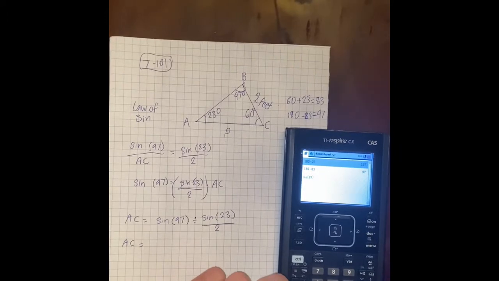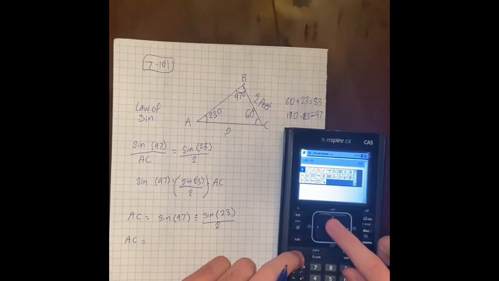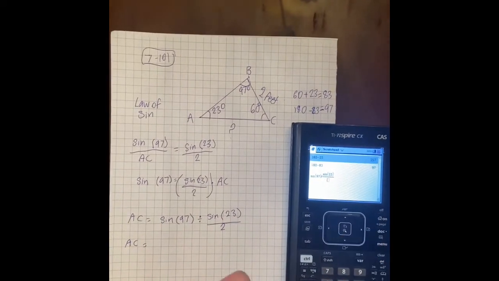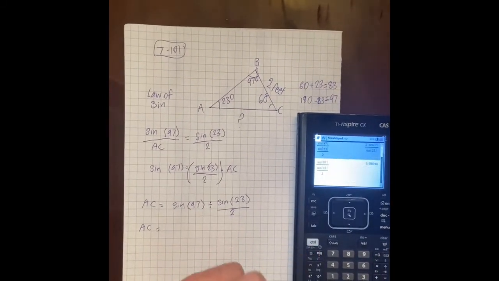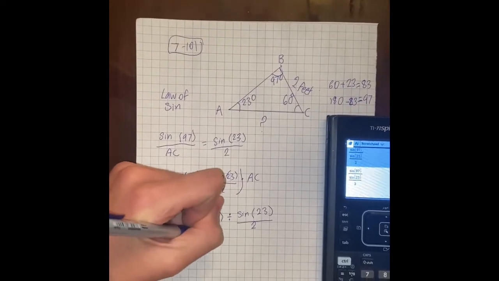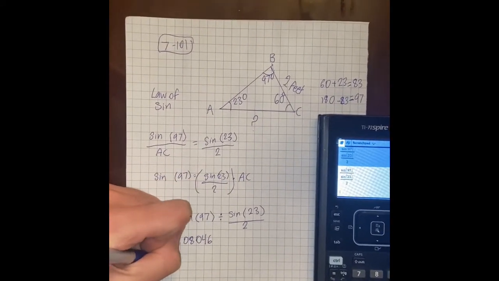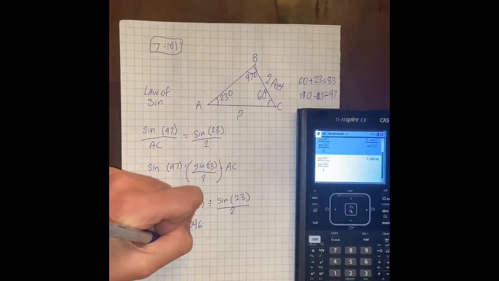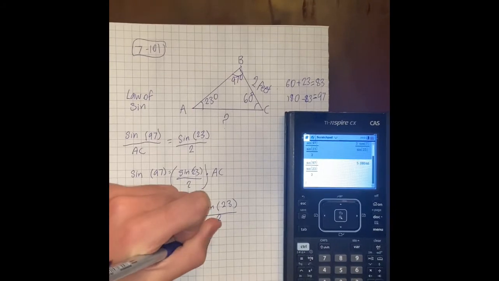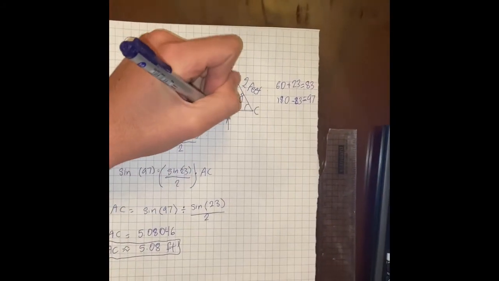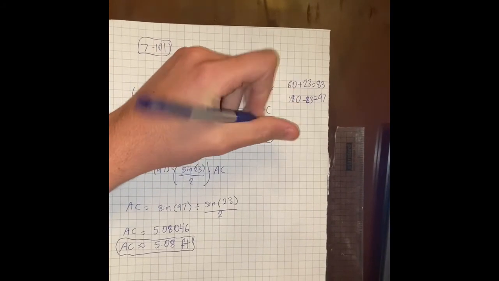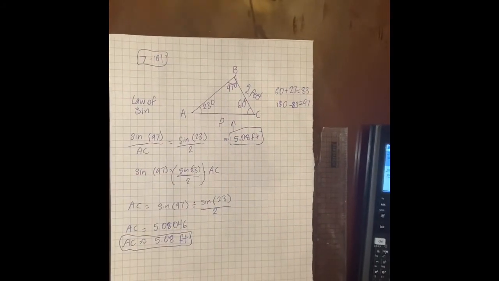And I already knew going from the start that this side would be larger than 2 feet, which helped me also with my calculation to know if it's accurate, because if 97 is greater than 23, then this side is going to be more than 2 feet, because angle A is smaller than angle B, therefore side AC has to be larger than side BC. And I figured out that AC equals 5.08046, which when simplified is AC equals 5.08 feet, which is how wide the piano is.